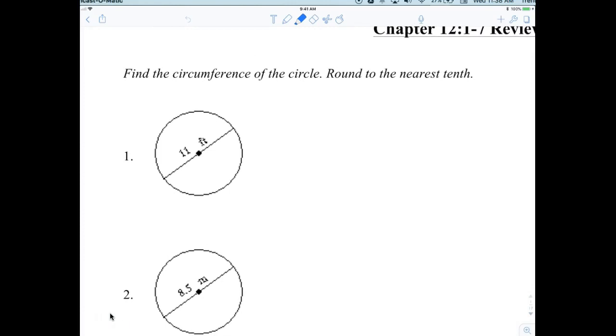In this case, it says round to the nearest tenth. So we'll keep that in mind. For question number 1, somebody tell me the circumference formula. And what's the diameter of this problem? Everybody is putting down pi times 11. I got 34.6, rounded, and we would say feet. Everybody good with that?